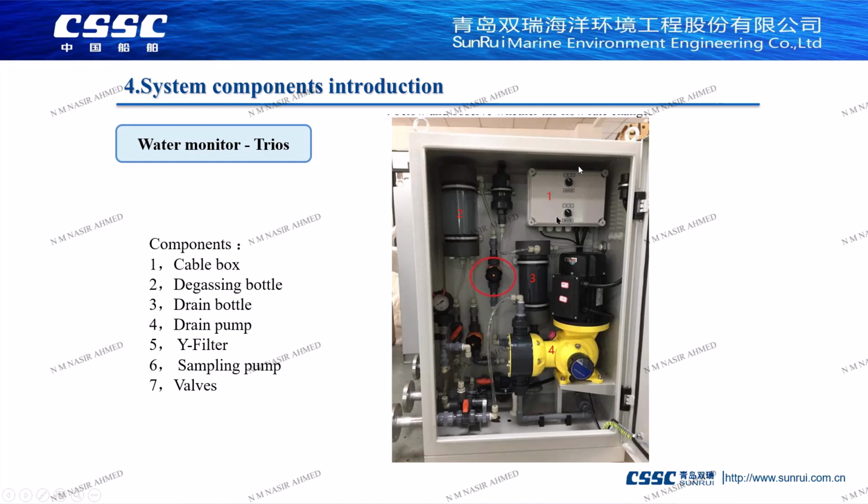The first is the junction box. The second is a bubble remover. The third is a draining tank. The fourth is the drain pump. The fifth is the filter. The sixth is the sampling pump. The seventh is a variety of valves.